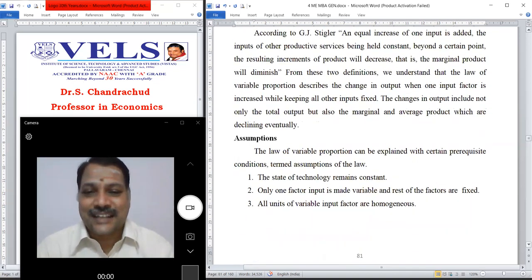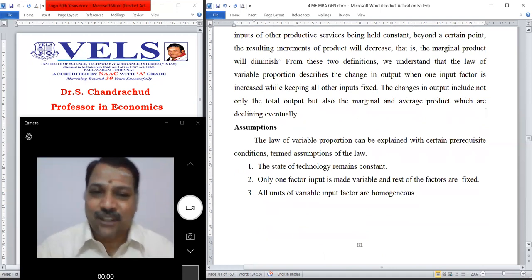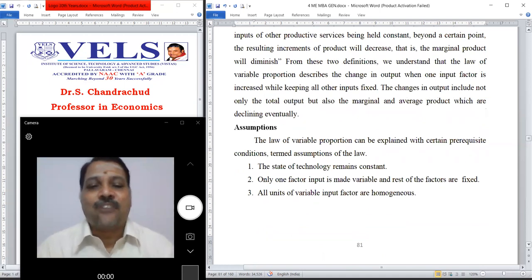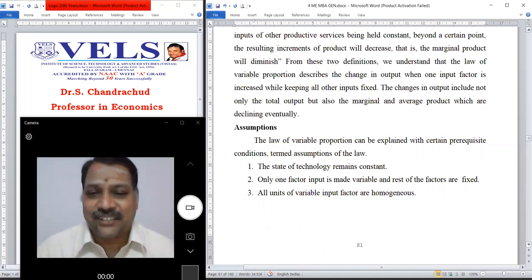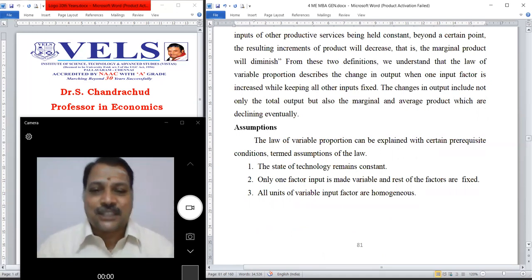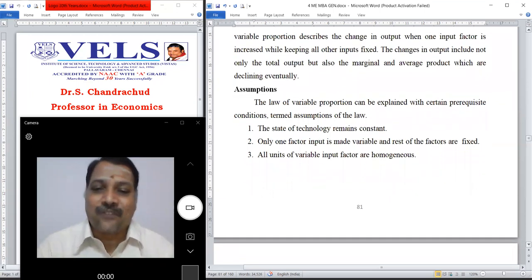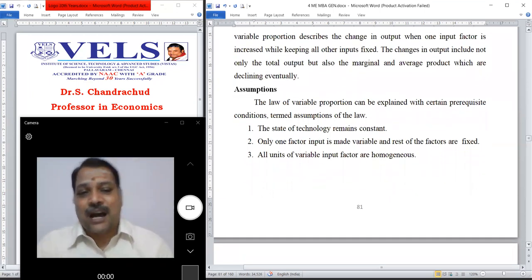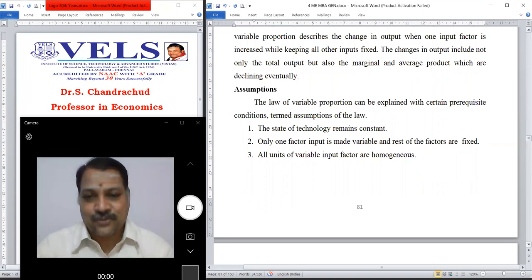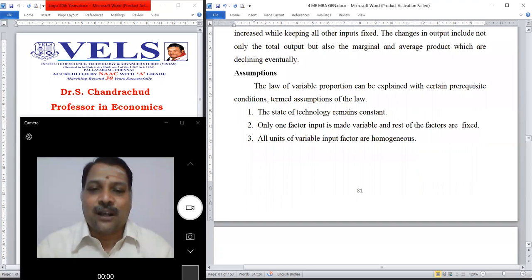Let us see the assumptions. There are three assumptions in the law of variable proportion. The law can be explained with certain prerequisite conditions. They are termed as assumptions of the law. The first assumption is the state of technology remains constant. The second one, only one factor of input is made variable and the rest of the factors are fixed. The third, all the units of variable input are homogeneous.